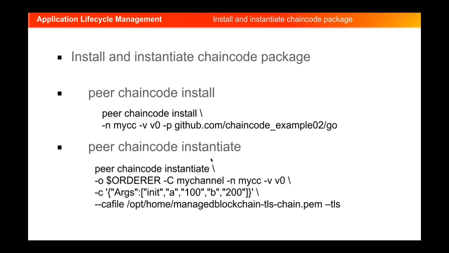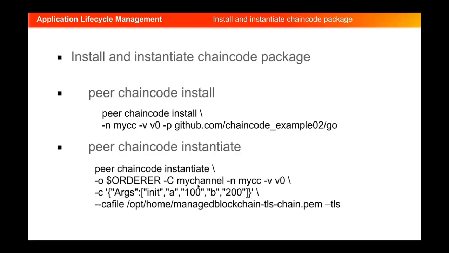Moving on to peer chaincode instantiate. So this is the command that is used to instantiate the chaincode on the network. Now let us understand the meaning of all these arguments that we are passing. Peer chaincode instantiate, then you have -o orderer. This -o option tells the ordering service endpoint. So what do you mean by endpoint? Endpoint is nothing but a place where that orderer service is running.